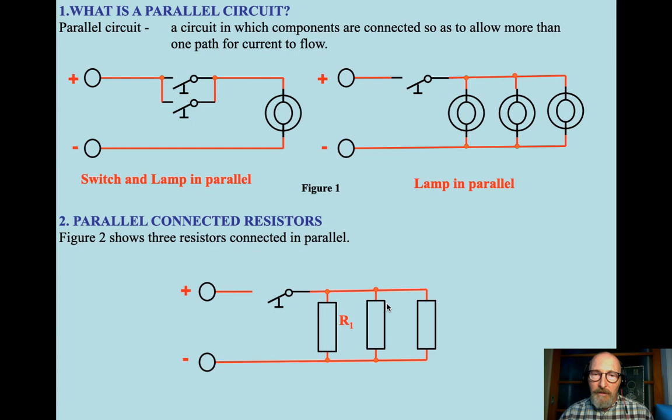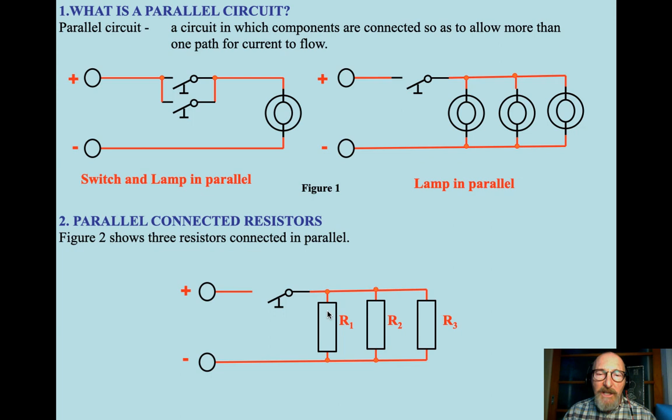These are resistors that don't glow, so they are proper resistors. And R1, R2, R3, if I was to close the switch, current will flow through each of those resistors. How much current? The same current? No, not necessarily. It depends on the value of each resistor. They'll have the same voltage across. They'll have identical voltages across each resistor, just like the lamps.